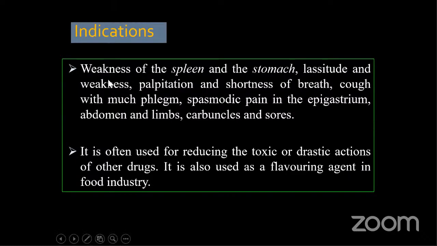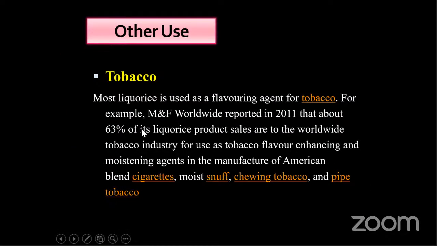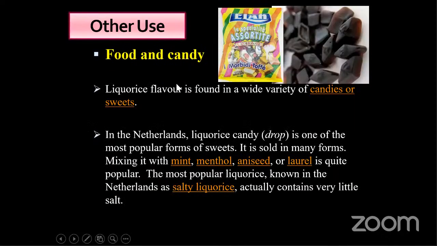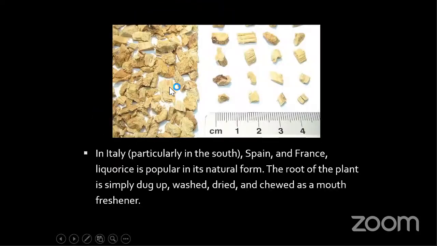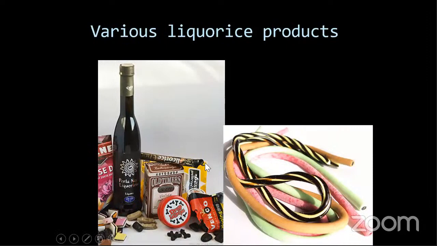So these are indications. It can be used in tobacco, food, candy, and soil. And these are tea, and it can be cut into slices to chew. It's very sweet, so it's used in all kinds of snacks. So that's all about licorice. Okay, that's all for today's traditional Chinese medicine.